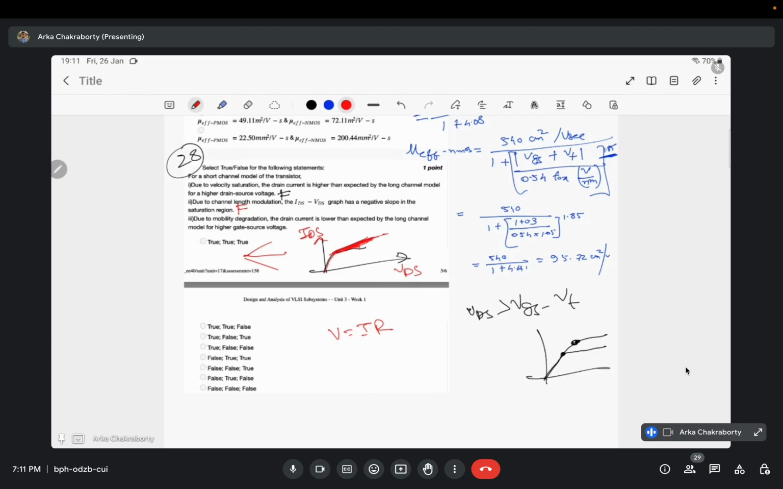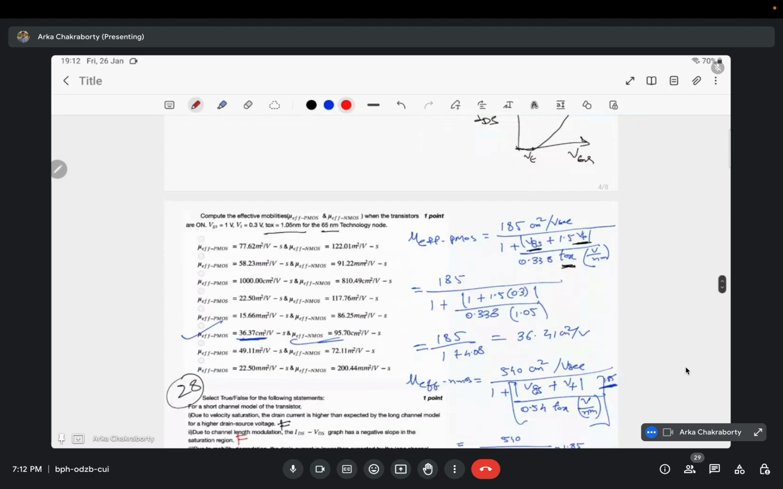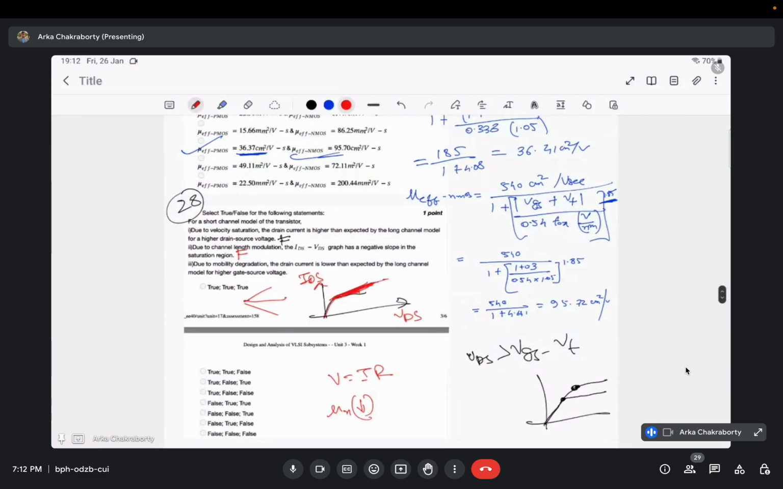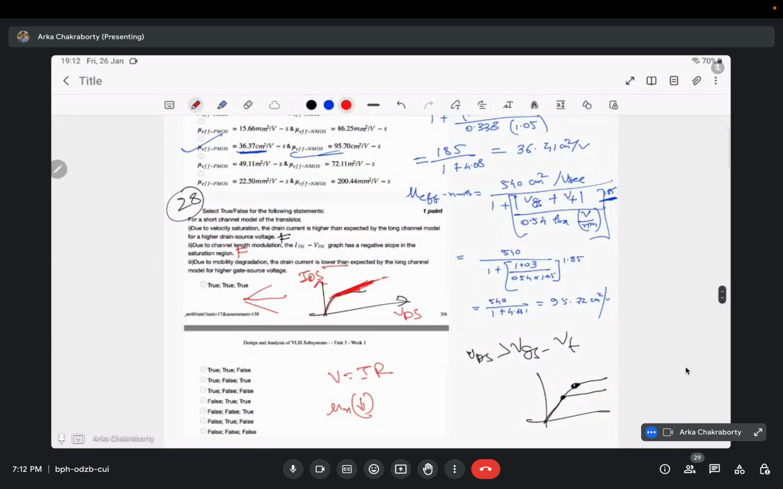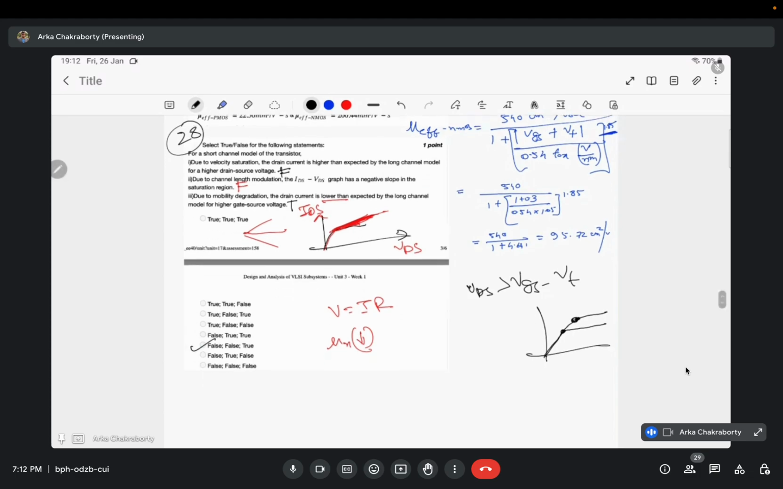Third one is, due to mobility degradation, the drain current is lower than expected by the long channel model for higher gate source voltage. See, it is saying mobility degradation, means my mu1 is reducing, mobility is degrading. So how much mu1 was expected? It will be less than that. If mu1 reduces, my IDS will obviously reduce, right? So the current is lower than expected. So it is true. So it is false, false, true.